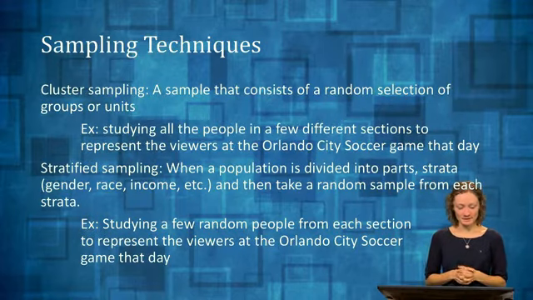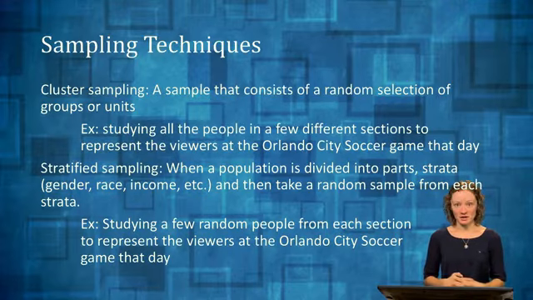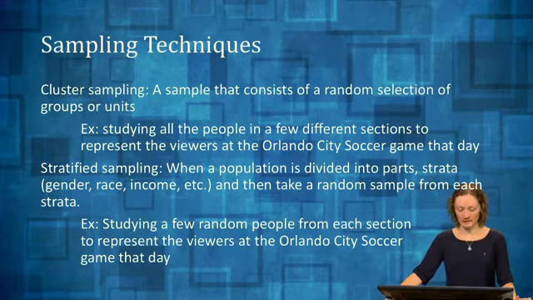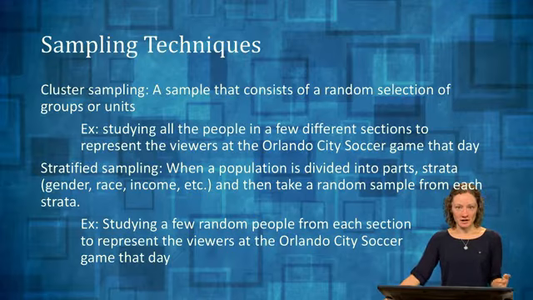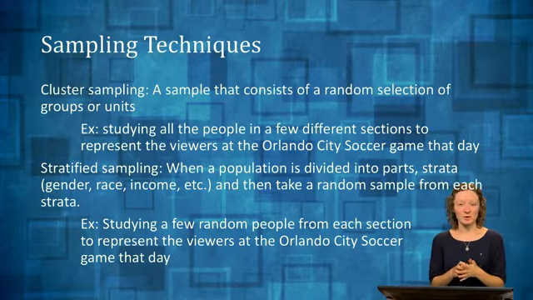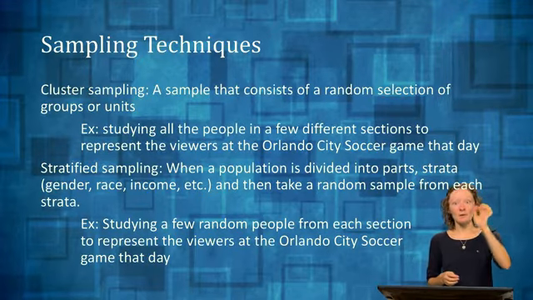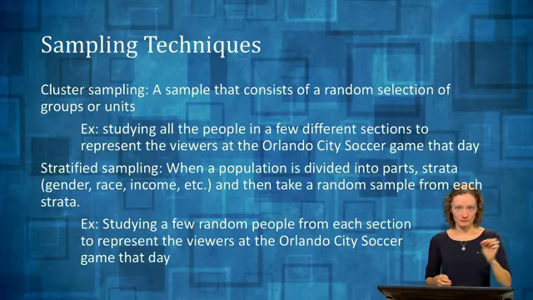Two more techniques. We have cluster sampling. This is a sample that consists of a random selection of groups or units. So an example of this would be studying all the people in a few different sections to represent the viewers at the Orlando City soccer game that day. So you can imagine if a generator were to give you a list of seats and people all around the stadium, it would be pretty difficult, if maybe you were just one person collecting data, to get everywhere around the stadium the entire day to collect that information.